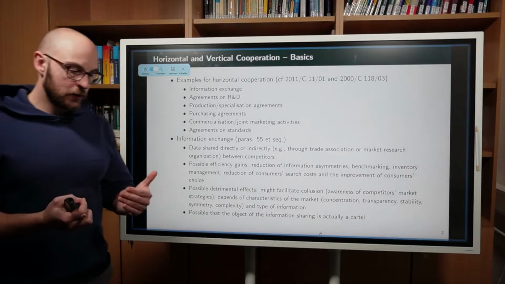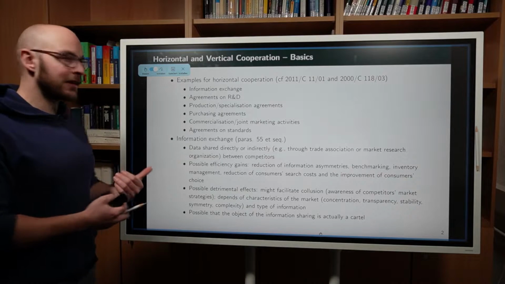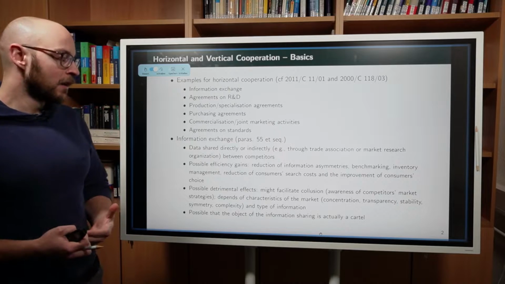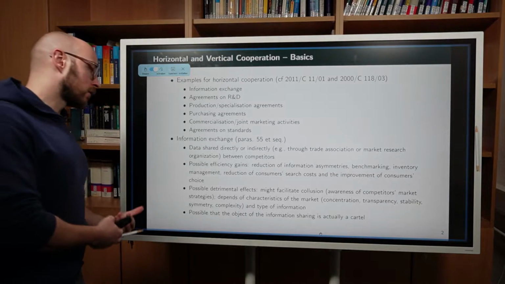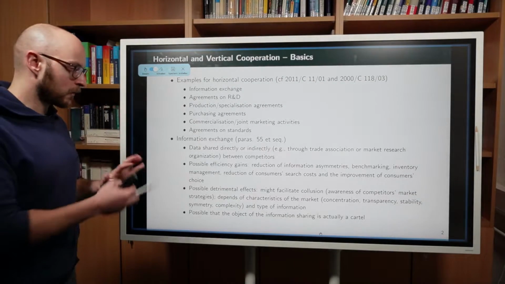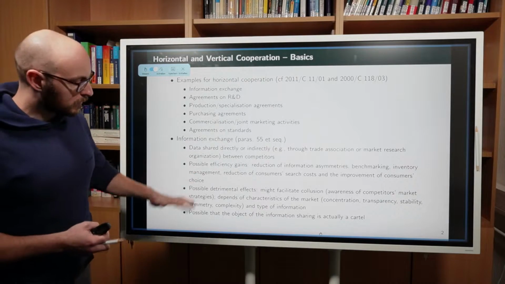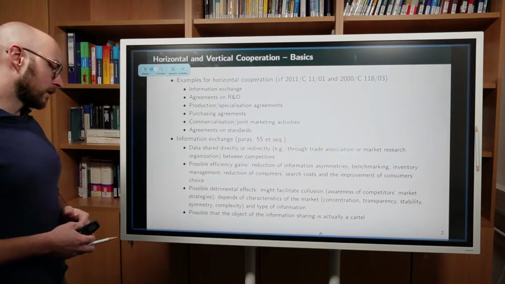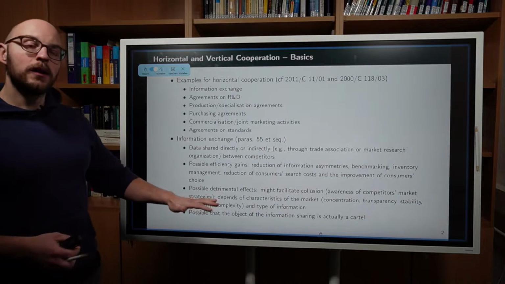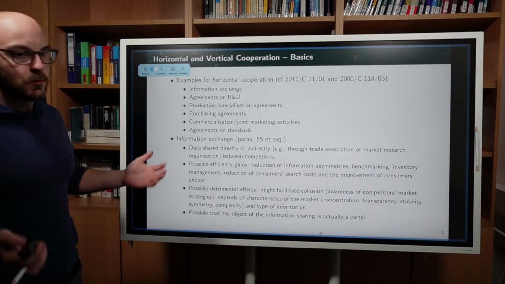For instance, if you share information about pricing 20 years ago, this probably has little strategic value for the competitor, or has little impact on competition. But if you share future pricing intentions, then that could look differently, right? So it still depends on the market, but that could be something that is worth to analyze in a real world case. And the other thing is that it could actually be the object of the information sharing to actually be a cartel agreement, right? And then it would be problematic as well.